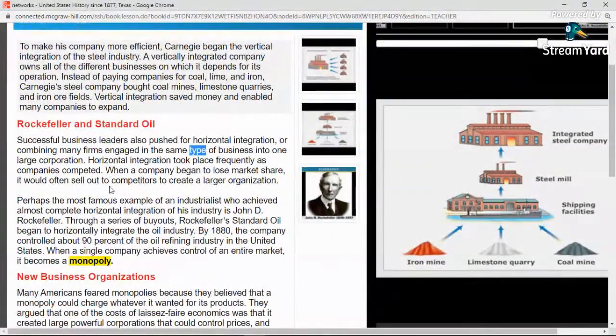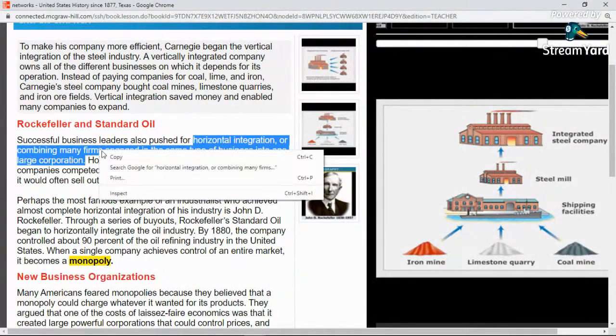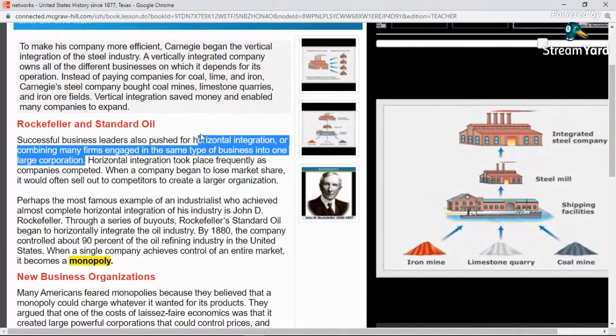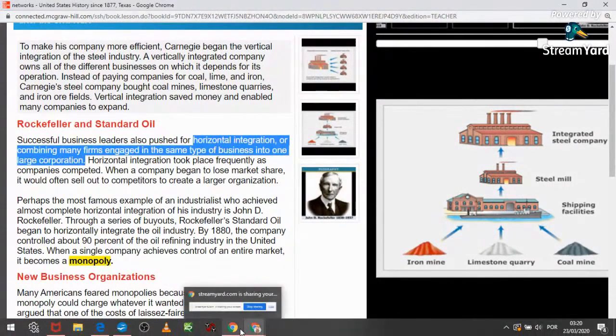But now we have Rockefeller. He's the oil guy, okay? Carnegie, steel. Rockefeller, oil. Write that down. This guy pushed for horizontal integration, in which many firms engaged in the same type of business are combined into one large corporation. We see a lot of that today. Well, especially in media. Now Disney owns everything, right?